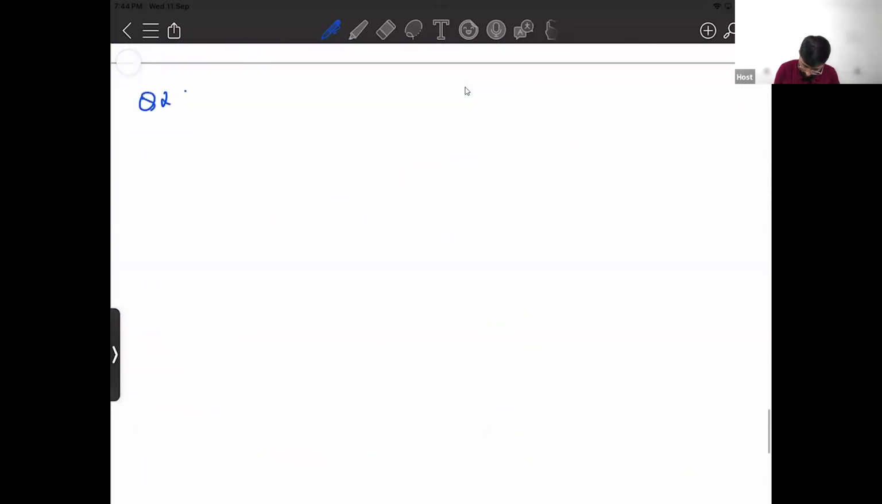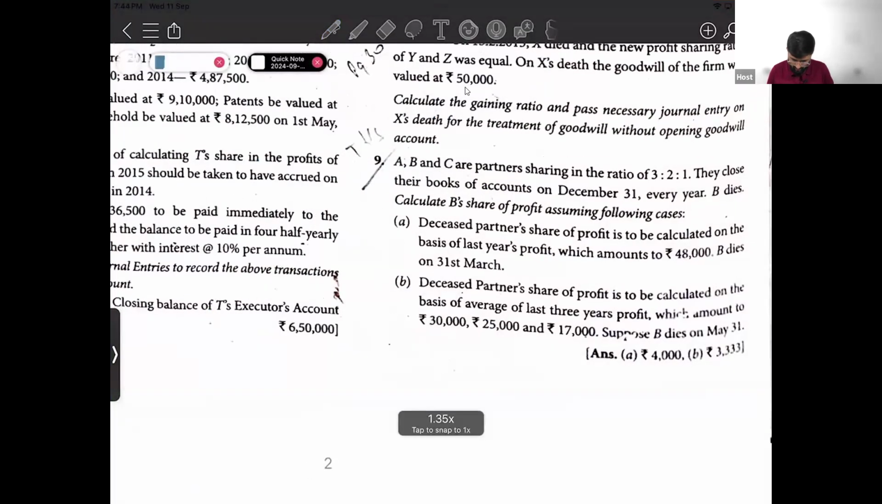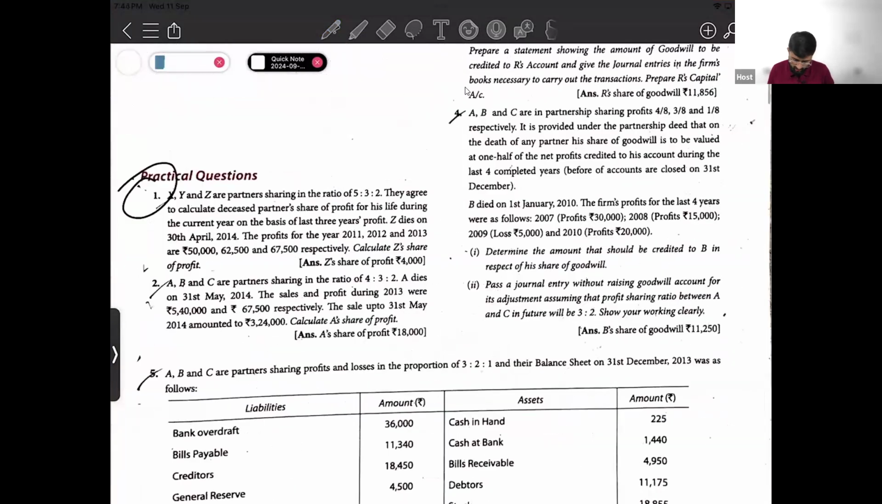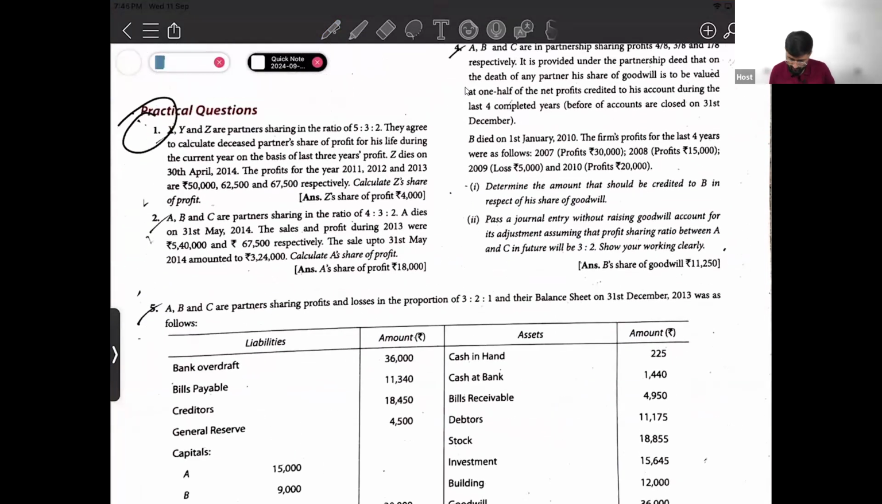Now let's see question number 2. This is on the basis of profit and sales. Let's read the question.